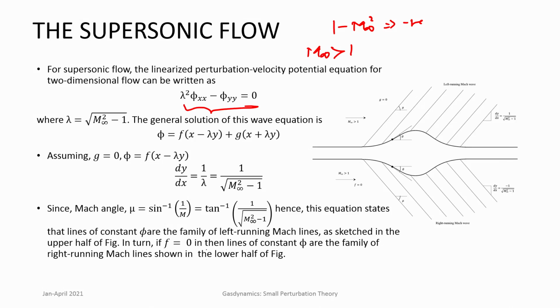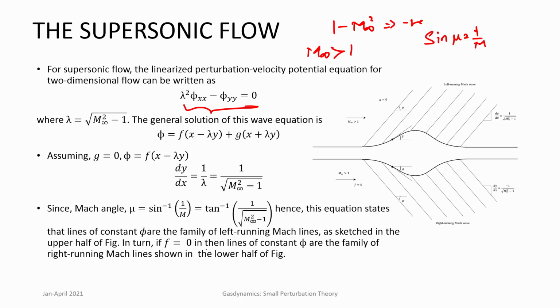And if you look at this, the angle which is dy by dx, it turns out to be 1 by lambda. You can take a general solution, say g is 0, phi is f of x minus lambda y, then dy by dx is 1 by lambda, which is 1 by square root of M infinity square minus 1, and those are represented here, on the top. They are left running waves, dy by dx equal to 1 by square root of M infinity square minus 1. We can then look at the definition of a Mach angle. The Mach angle nu is equal to sin inverse 1 by M, or sin nu is equal to 1 by M.